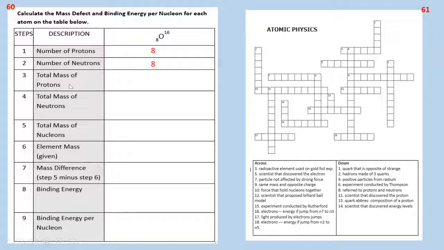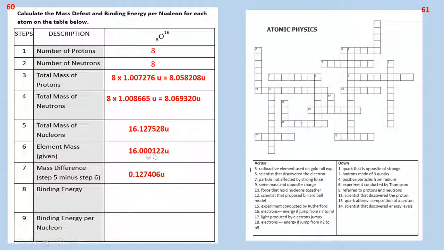Total mass of protons, so number of protons times the mass of each one. So that's what I have. Total mass of neutrons, same process that we did previously. Now total mass of nucleons, I have to add those together. Now the element mass is given. That was given in that previous page. So just look at the bottom of the page, you should see this number right here.